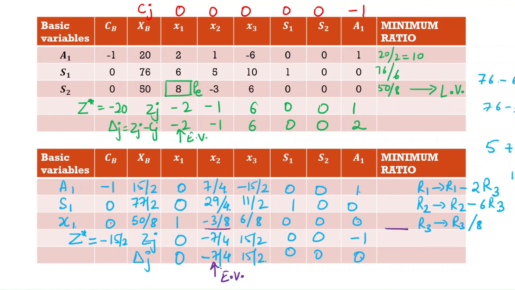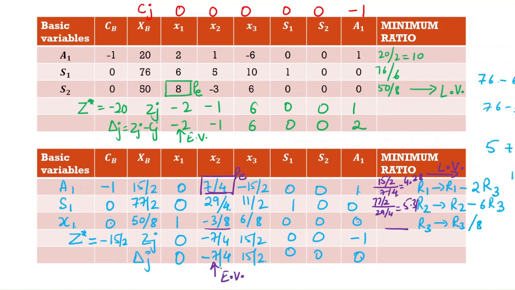So this would be 15 by 2 divided by 7 by 4. So this would be 4.28 when we calculate, and this would be 77 by 2 divided by 29 by 4. This comes out to be 5.31 when we calculate. So this would be the leaving variable. So this is our pivot element.